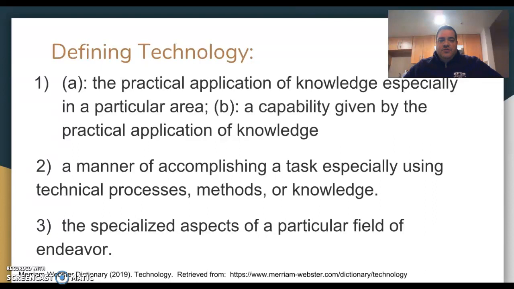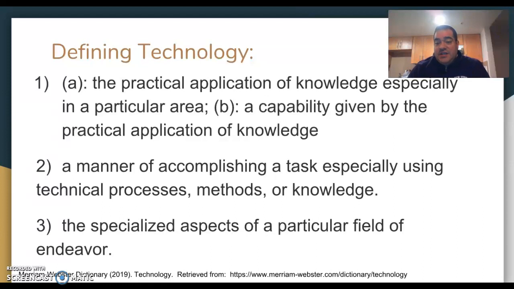So when it comes to technology, it's not just about practical applications, because when you look at the second definition, technology can also be seen as a manner of accomplishing a task, especially using technological processes, methods, or knowledge. So we're trying to complete something, we're trying to do something, and we're using technology to enable us to do that. Some sort of technology.